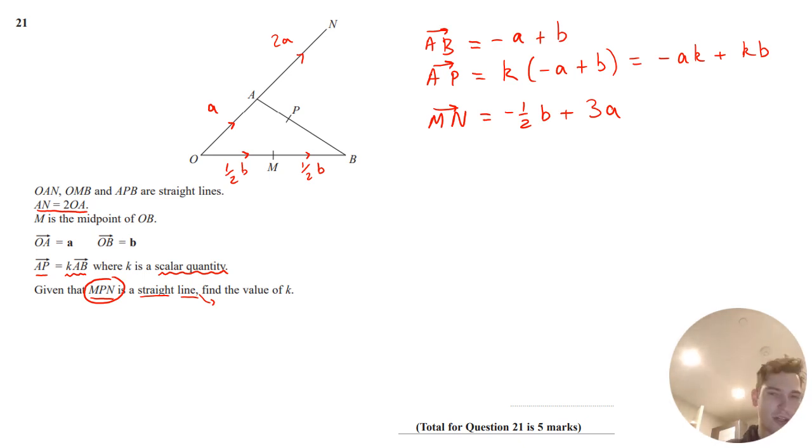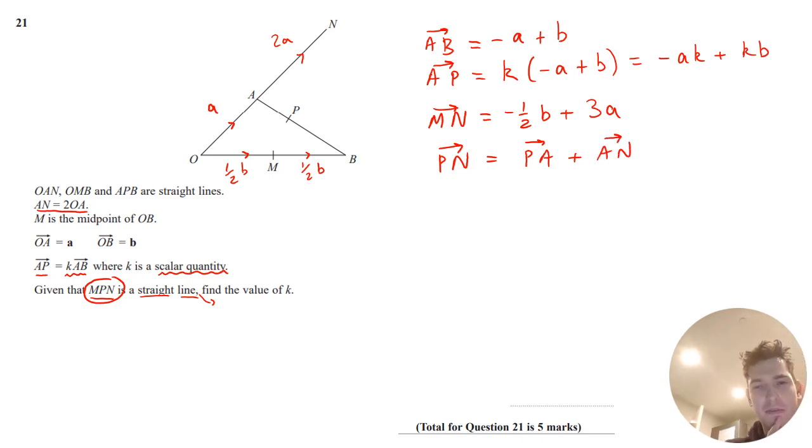Now, I'm going to need to find another vector on that line. I think that I want to find PN. So those are two vectors on that straight line. MN easy, PN more difficult. Okay, so let's think about how we get from P to N. The first thing we're going to have to do is get from P to A, and then we're going to have to go from A to N.